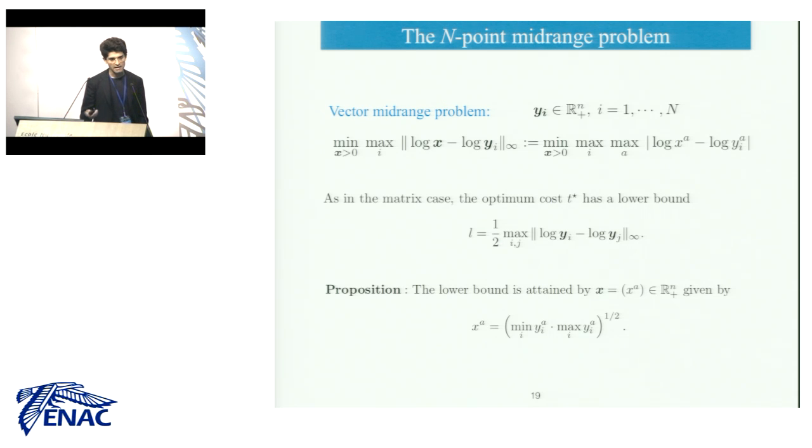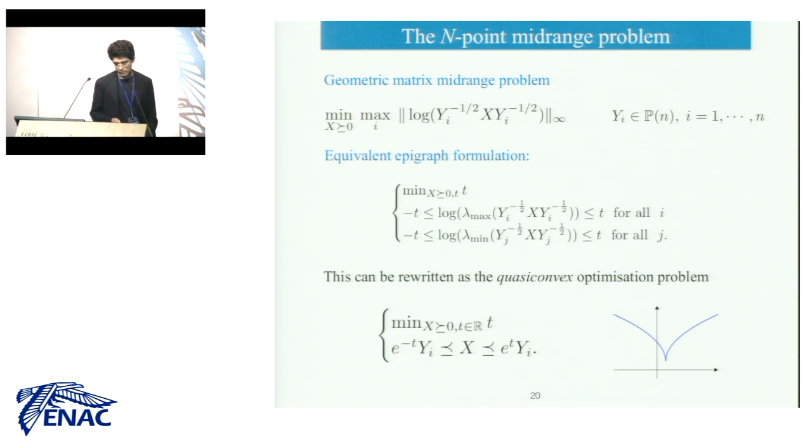The lower bound is, again, the natural thing you would expect, half of the diameter. And in this case, it turns out, as in the scalar case, that the lower bound is always attained. So at optimum, you always have, as your cost, half of the diameter. So that's good. Then we move to the matrix problem. So we have, again, the usual cost function.